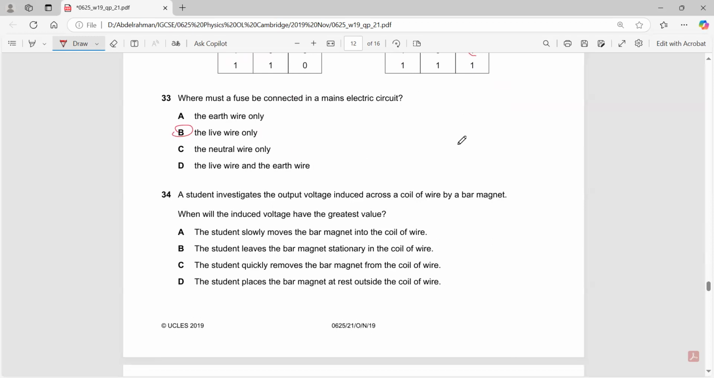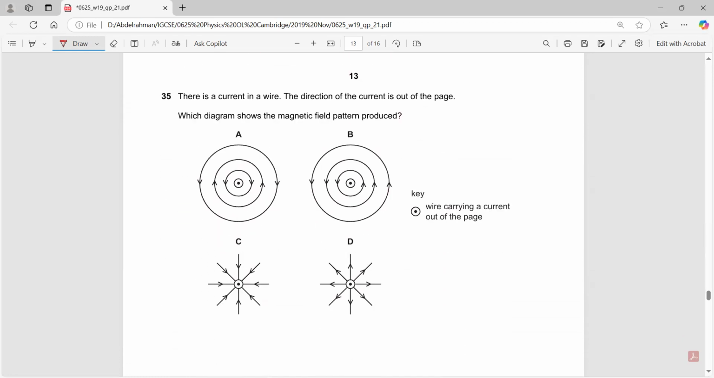Question 34. A student investigates the output voltage induced across a coil of wire by a bar magnet. When will the induced voltage have the greatest value? When you slowly move the bar, when the bar is stationary, or when you quickly move the bar? Definitely not at rest. You need to increase the speed of this motion. So it has to be quickly moving.